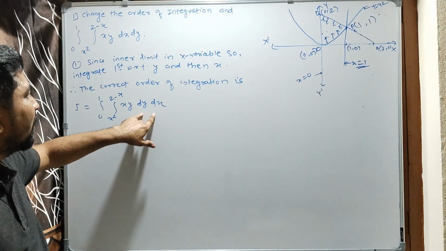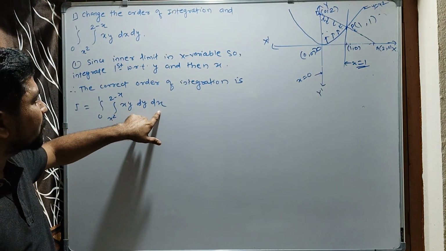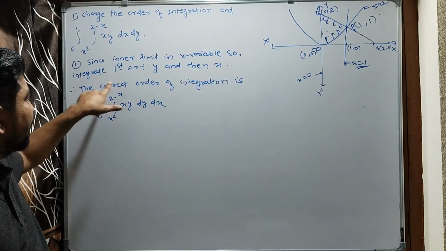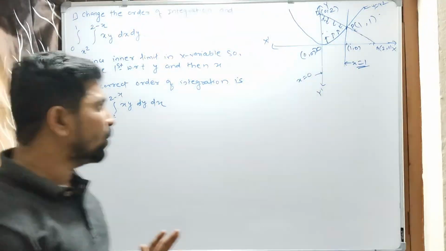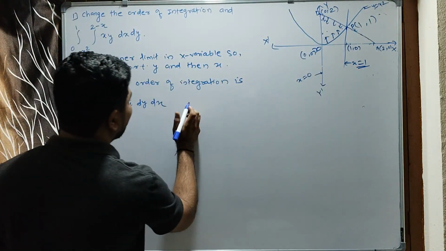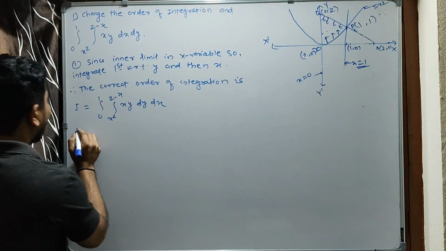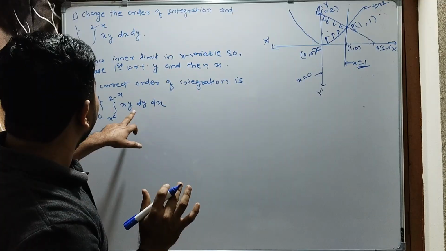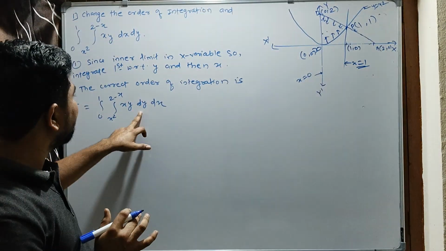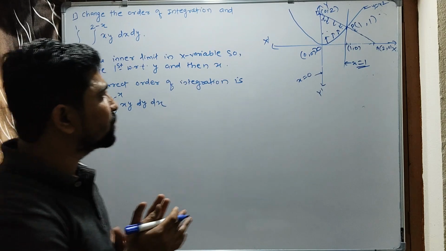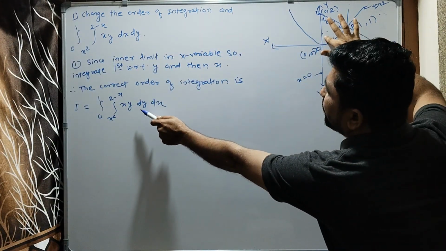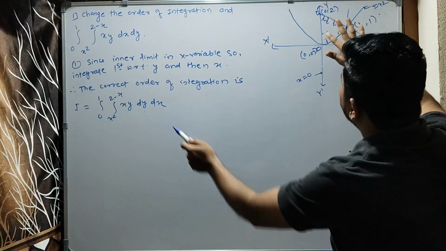So while changing this order from dy dx to dx dy, I want to change the limit in terms of y variable. So here is how to change it. This is the correct order of my integration: first integrate with respect to y and then x. So here, according to this order, first integrate with respect to dy and then dx.